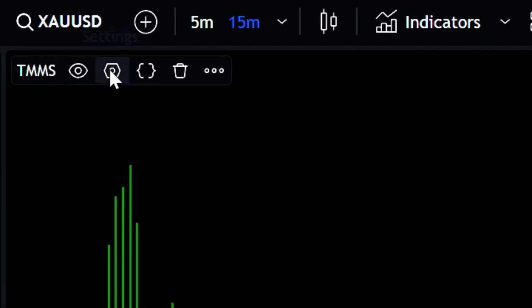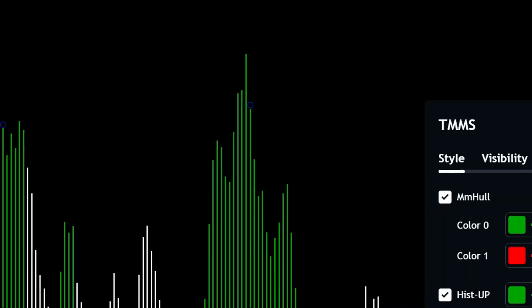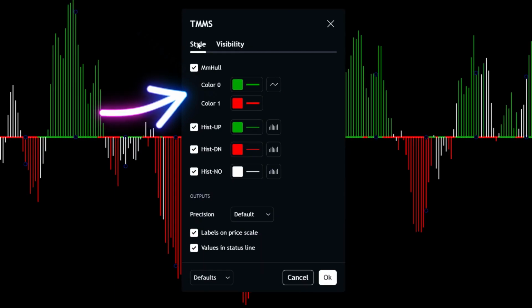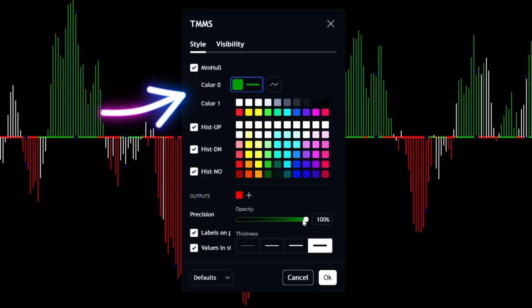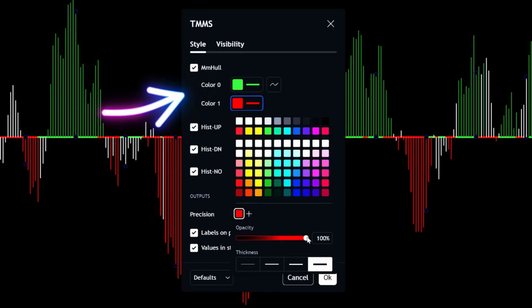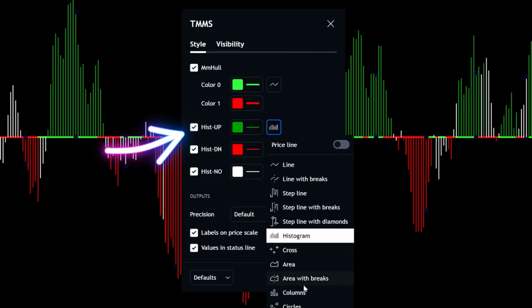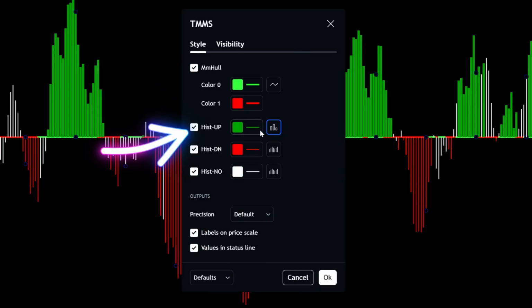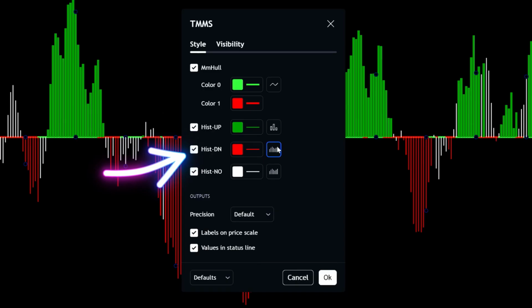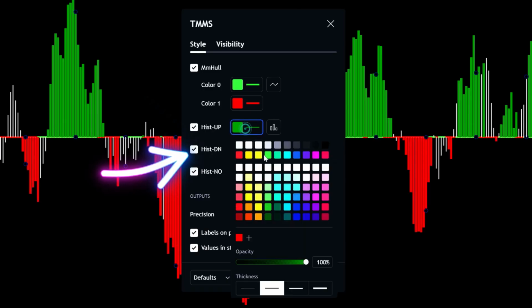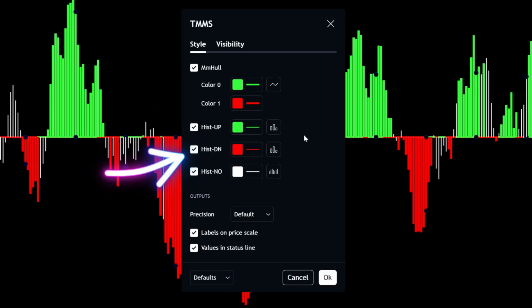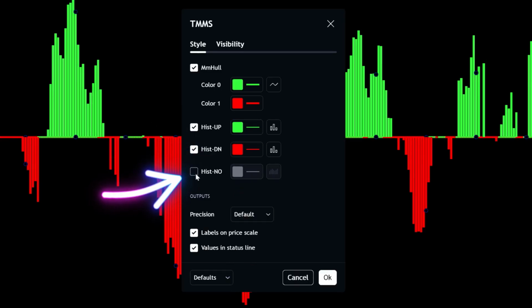So in the style section of the settings window, change the hole colors to yellow and red. Next, let's modify the histo up to yellow and turn it into columns. Repeat the same process for histo down, but change it to red. Finally, disable the histo no option, and now we're good to go with our settings.